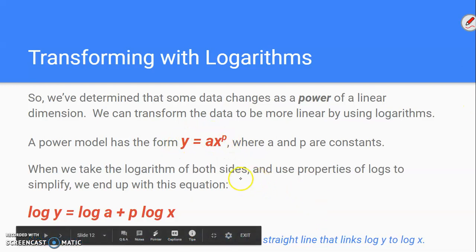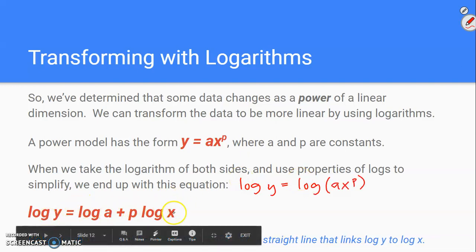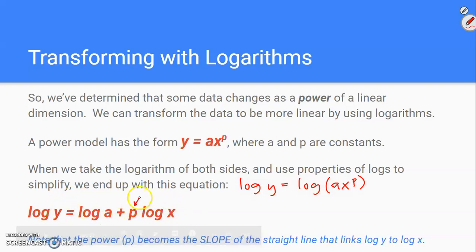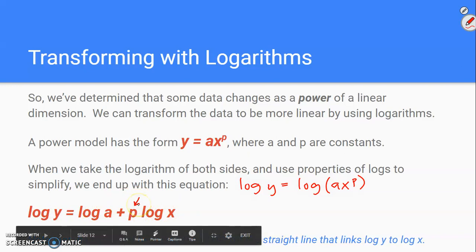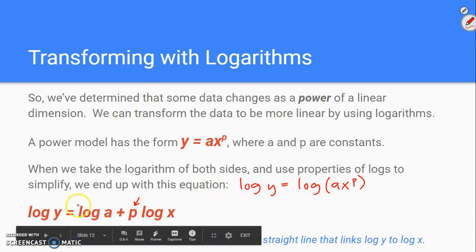So I would end up with log of y equals log of ax to the p. And then what I did from there is just used log properties. This is algebra 2 stuff, to simplify this equation, and it ends up being something like this. So in that situation, the p is kind of acting as your slope, more or less, not exactly, but more or less acting as your slope.